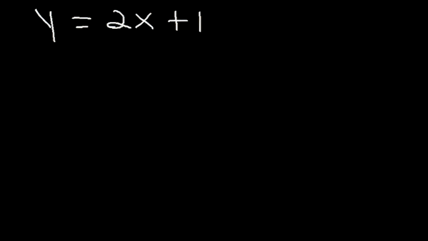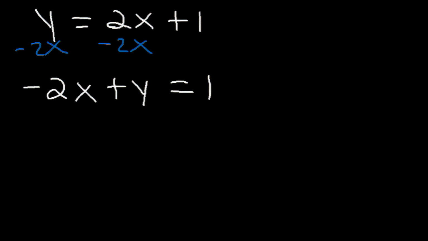Now to convert it to standard form, we simply need to get x and y on the left side of the equation. So let's subtract 2x from both sides. Therefore, the equation in standard form is negative 2x plus y is equal to 1. So now it's in ax plus by equals c form.